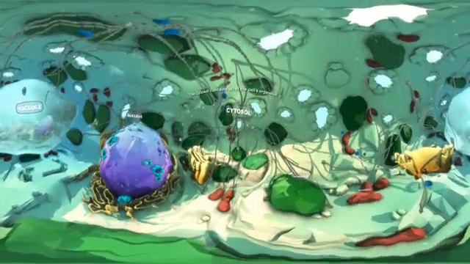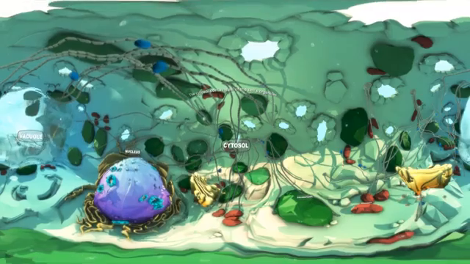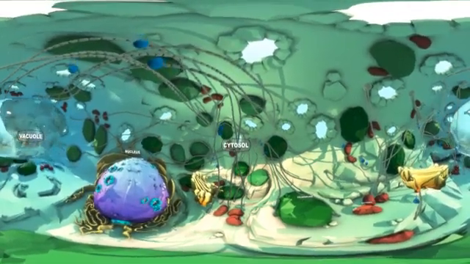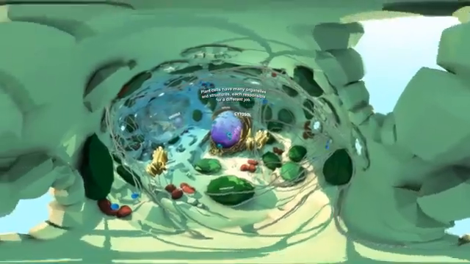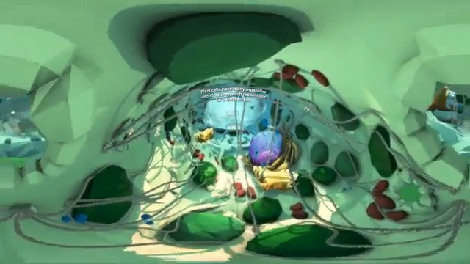All of a cell's organelles float around in the cytosol, in a jelly-like substance. Take a moment to look around. A plant cell contains many organelles and structures, each of them responsible for a different job within the cell.